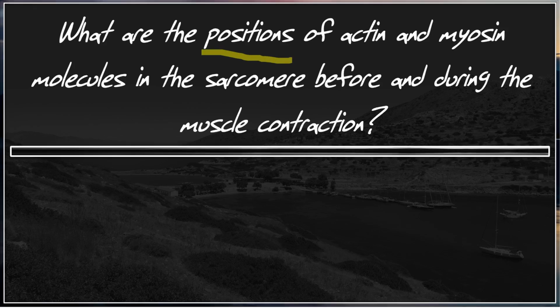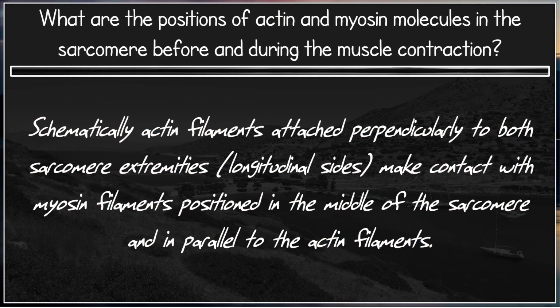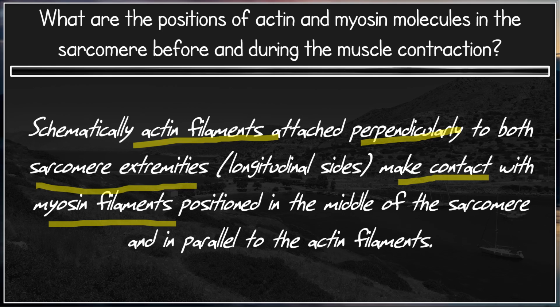What are the positions of actin and myosin molecules in the sarcomere before and during muscle contraction? Schematically, actin filaments attached perpendicularly to both sarcomere extremities, the longitudinal sides, can contact the myosin filament positioned in the middle of the sarcomere and in parallel to the actin filaments.